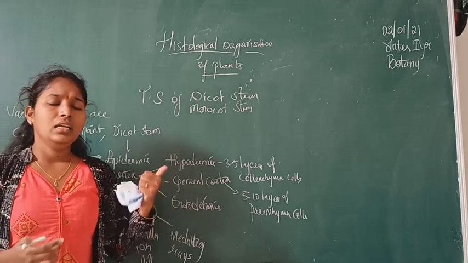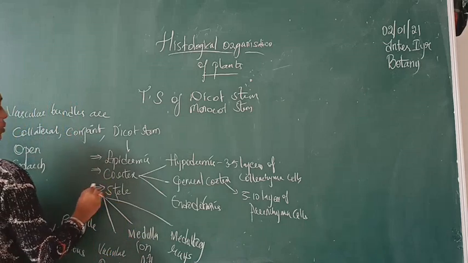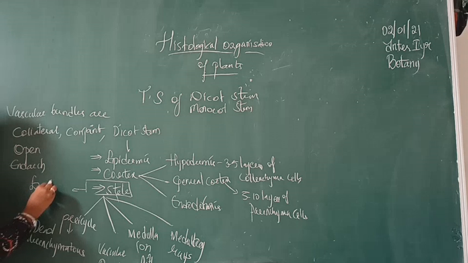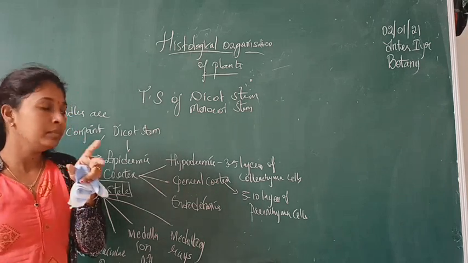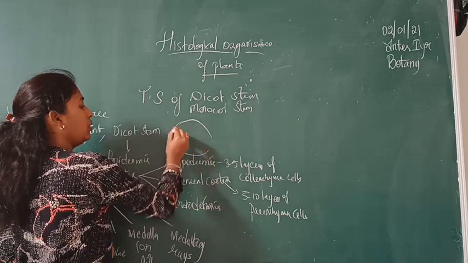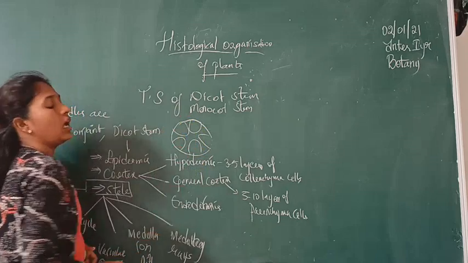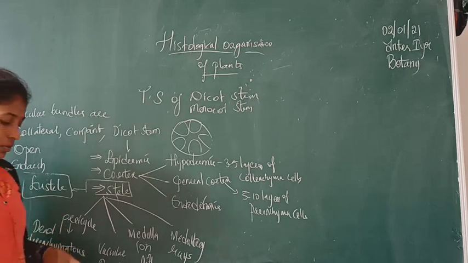And here in this case the stele is described as a eustele. Why are we calling it a eustele? Because the vascular bundles are arranged in the form of a ring. Imagine this is a ring, and the vascular bundles are arranged side by side like a ring. That is why we call it a eustele.